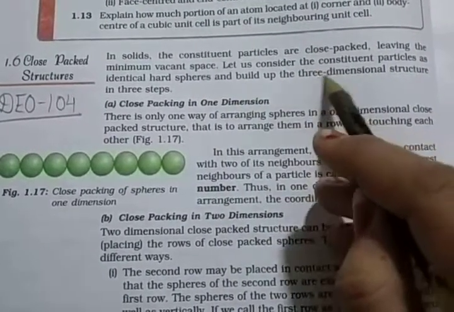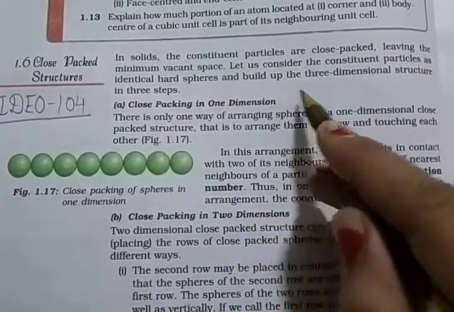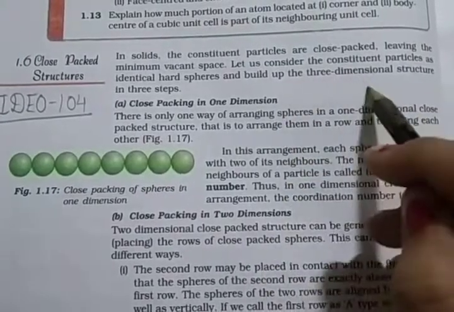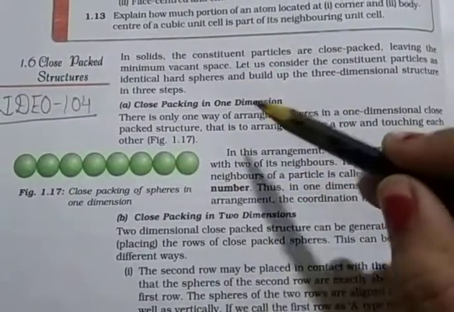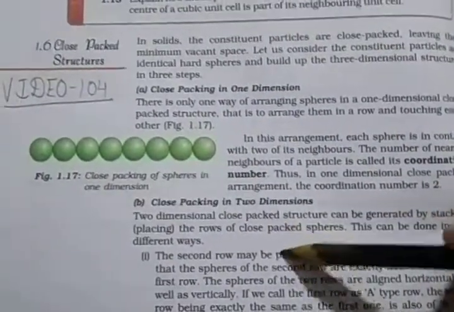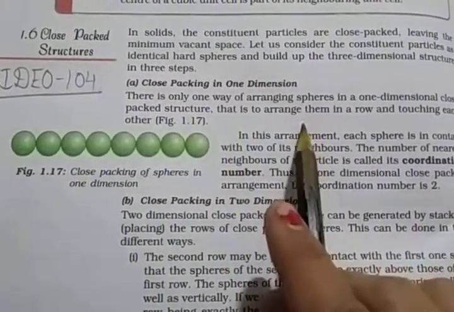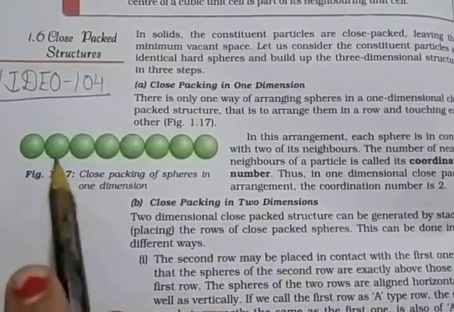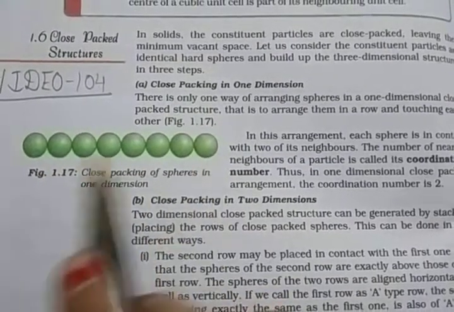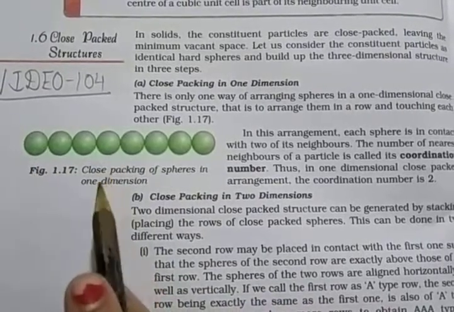We have to consider the constituent particles as identical hard spheres and then build up the three-dimensional structure in three steps: close packing in one dimension, close packing in two dimensions, and close packing in three dimensions. First I start with close packing in one dimension. That means we have to arrange the constituent particles in one row. There is only one way of arranging the spheres.